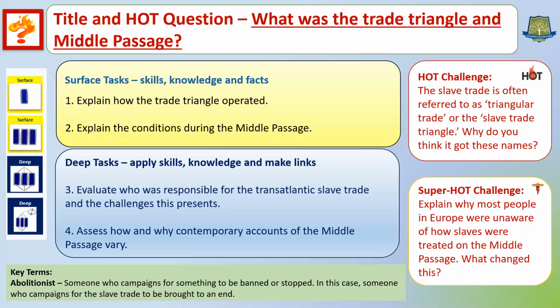To put your attention towards the key terms, our main key term for this lesson is abolitionist. An abolitionist is someone who is campaigning for something to stop. So in our case, we are looking at someone who is campaigning to stop the sale of slaves and to stop the slave trade altogether.